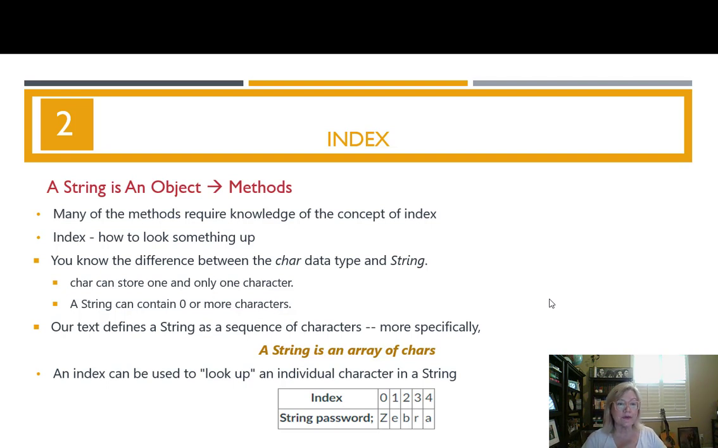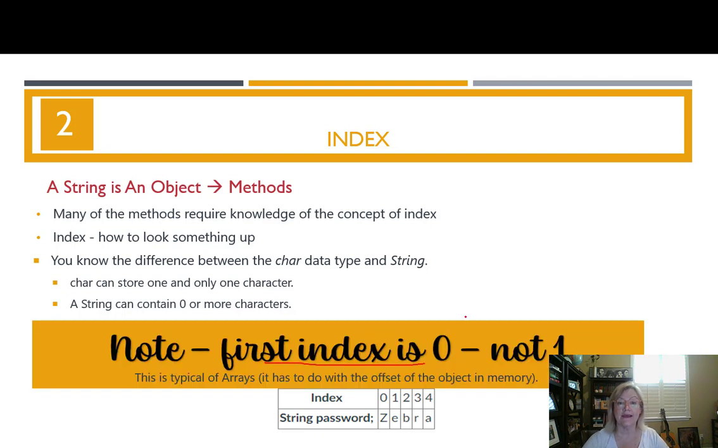As you know, a string is simply characters, a set of characters. To be more specific, a string is an array of characters. So we're going to use this index here to look up one of the characters. Each character has a cardinal number associated with it, beginning with 0. If my password were zebra, like this, the index for Z is 0, 1, 2, and you just continue like that. And I want to note, first index is 0, not 1.